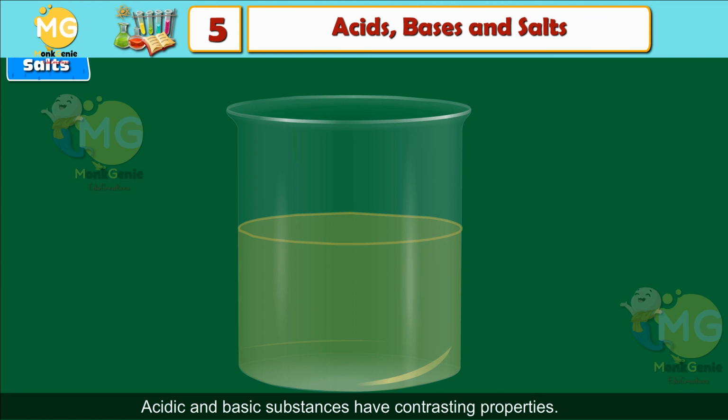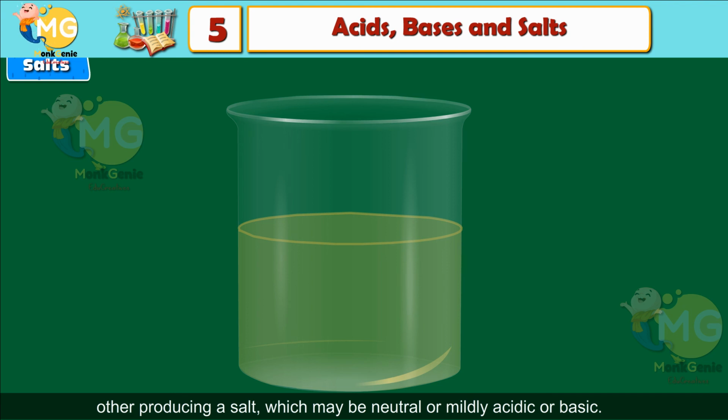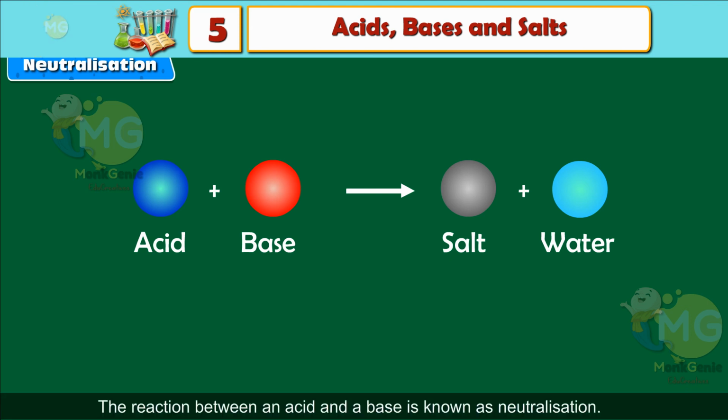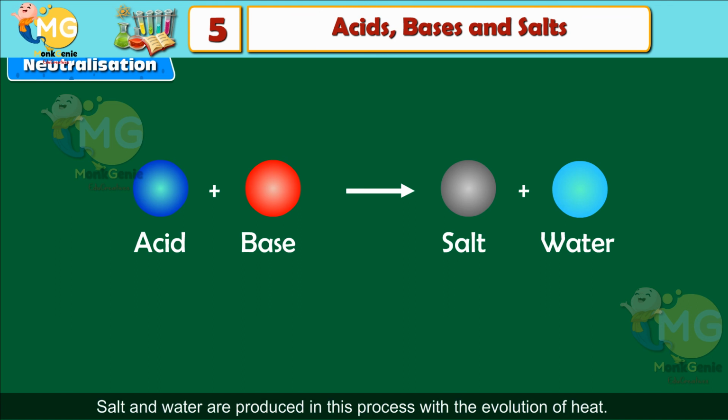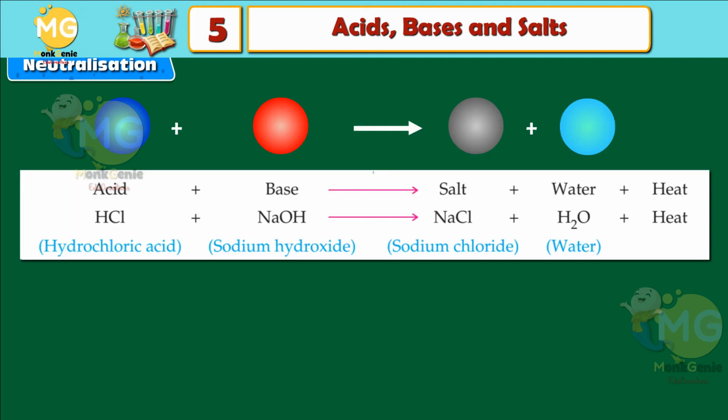Salts. Acidic and basic substances have contrasting properties. If the two are mixed in right amounts, they react and neutralize each other, producing a salt, which may be neutral or mildly acidic or basic. Neutralization. The reaction between an acid and a base is known as neutralization. Salt and water are produced in this process with the evolution of heat. Acid plus base gives salt plus water plus heat. Hydrochloric acid plus sodium hydroxide gives sodium chloride plus water.